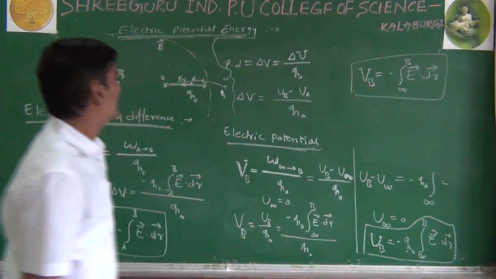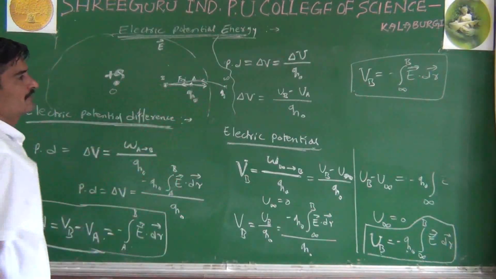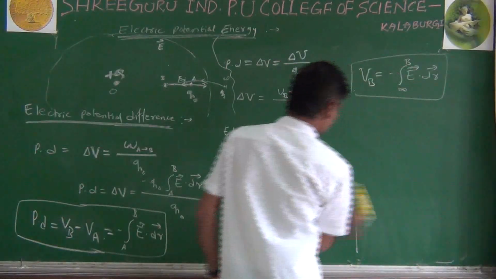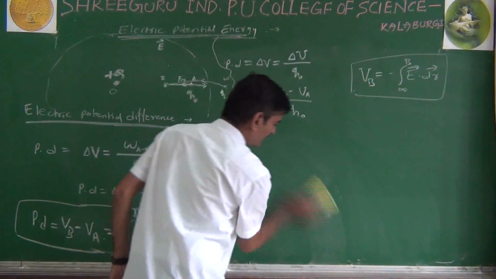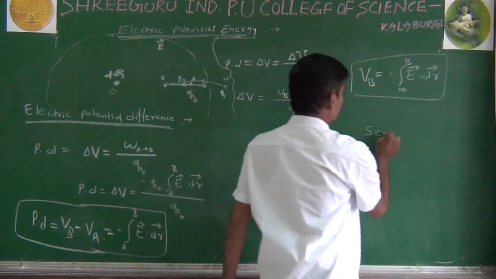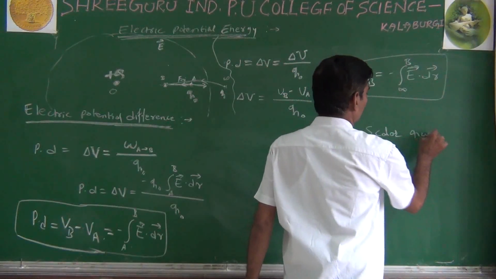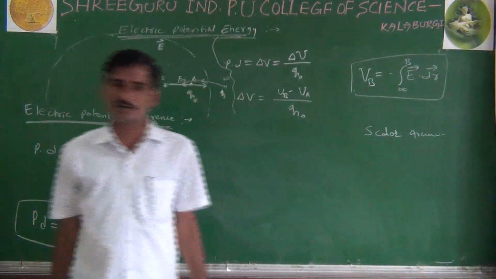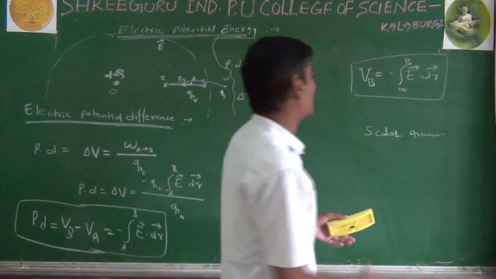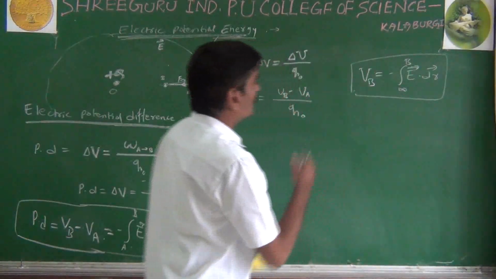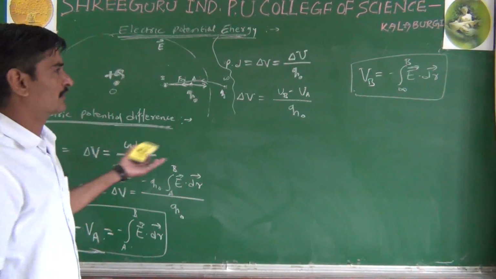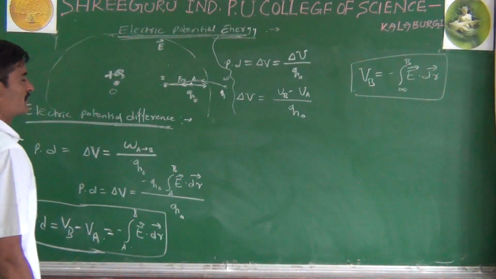So that is the electric potential at this point we have defined. Now electric potential and electric potential difference are both scalar quantities. You know, a scalar quantity has only magnitude, no direction. Now, what is the dimensional formula, and what is the unit? Let us see the dimensional formula and unit.